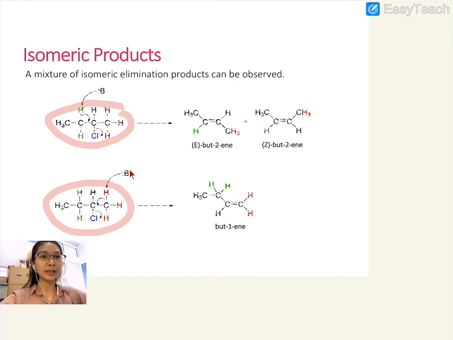Okay, in the other case, if the base grabs the proton which is colored red here, either this one or this one is the same because they are equal. So let's say the base grabs the proton here, forming the double bond in this part and expelling the chlorine. So we will get this product. This is but-1-ene. The double bond is at the end. So with the same starting material, we can end up with three products, which are isomeric products. So this is called the isomeric products.